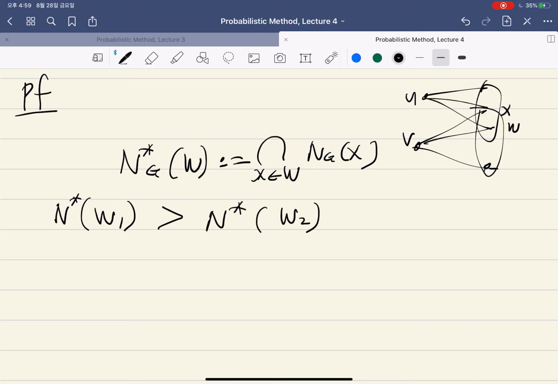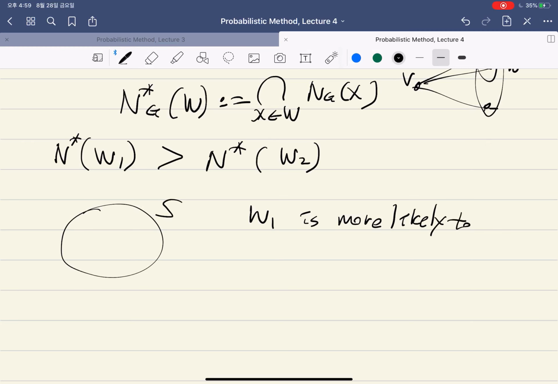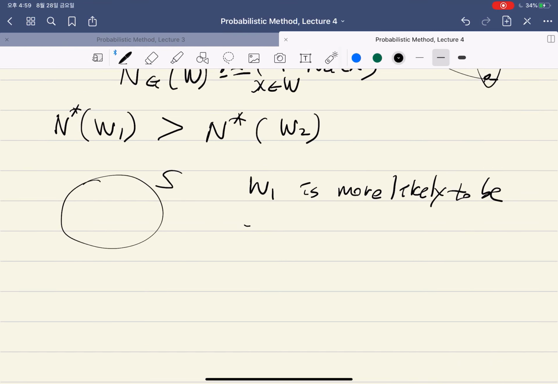These two are different in this way. This W1 has a larger common neighborhood. And we want to somehow choose a set S at random, and then we want to make sure that W1 is more likely to be inside S than W2. So this is what we want to ensure.